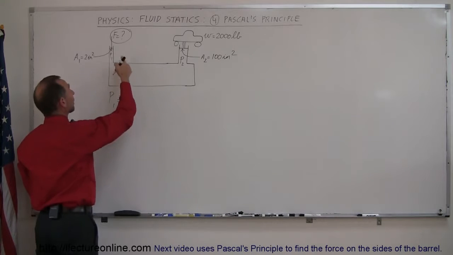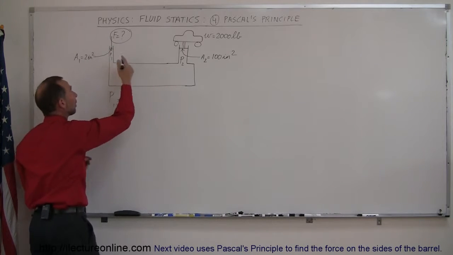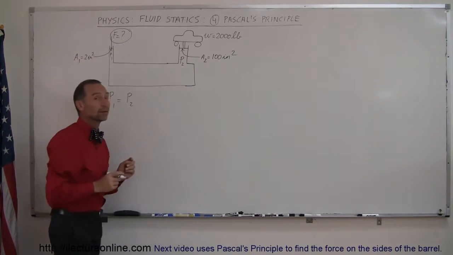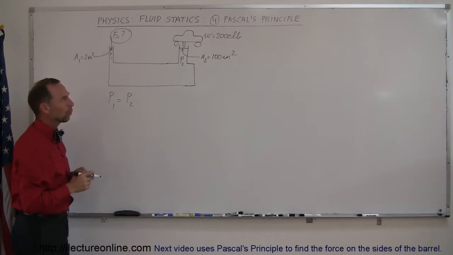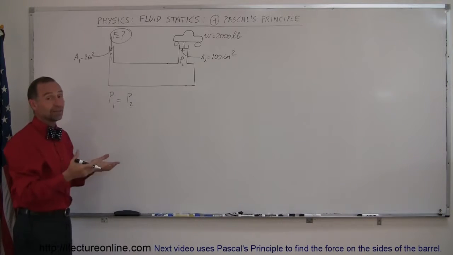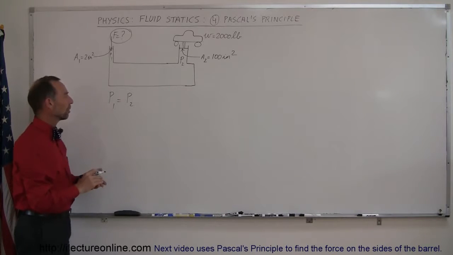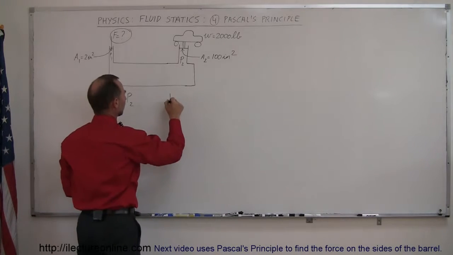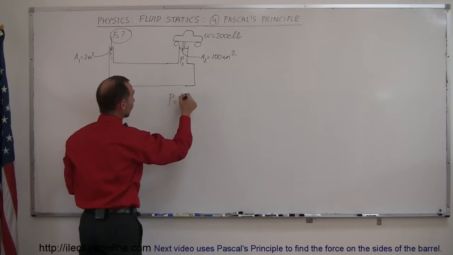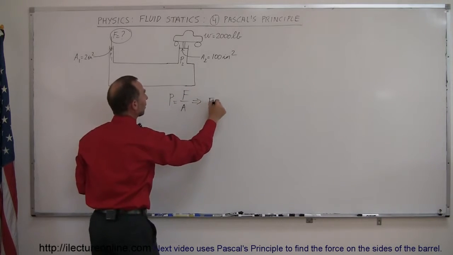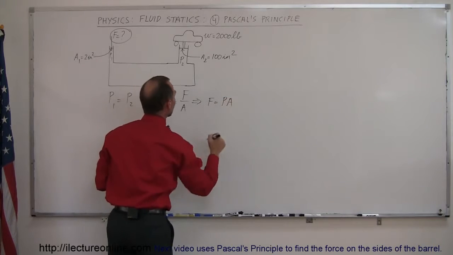And so the question then becomes, how much force will be required to lift up a 2,000-pound car? And of course, that is something we would see at the nearest service station, for example. All right, so since pressure is equal to force divided by area, we can then say that force is equal to pressure times area.